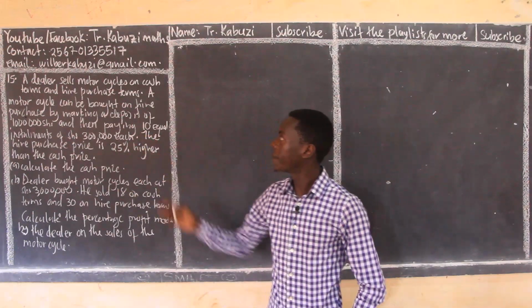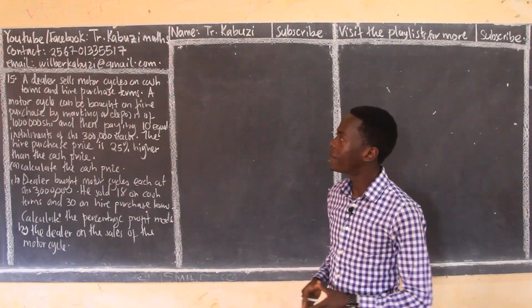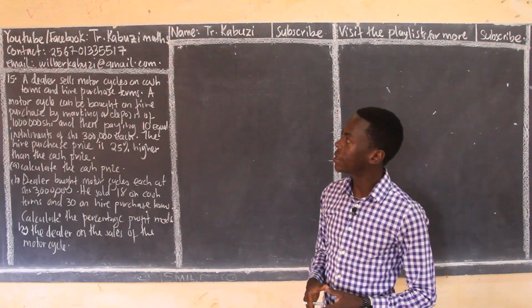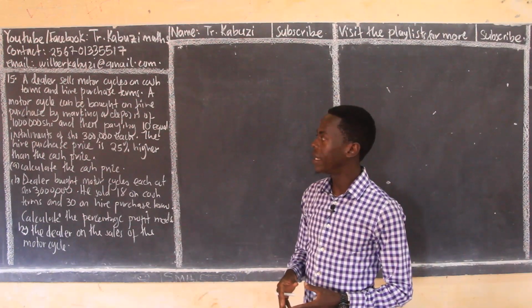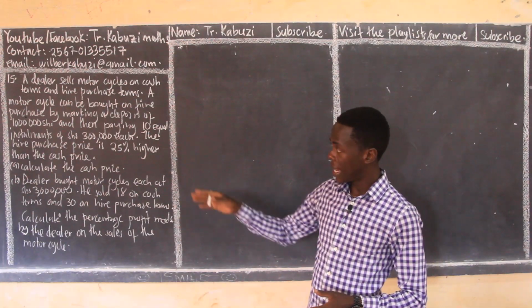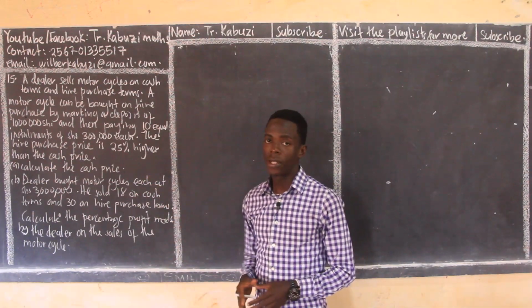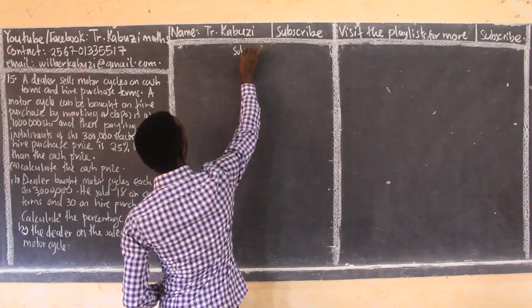Okay, it says a dealer sells motorcycles on cash and hire purchase terms. It's telling me that a motorcycle can be bought on hire purchase by making a deposit of 1 million and then paying 10 equal installments of 300,000 each. The hire purchase price is 20% higher than the cash price. Calculate the cash price. That one was also an easy question.